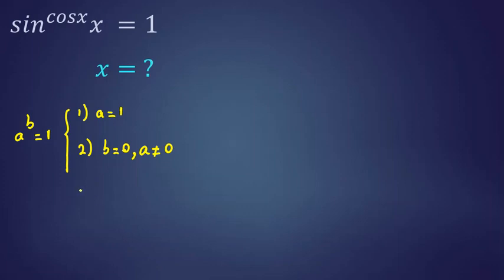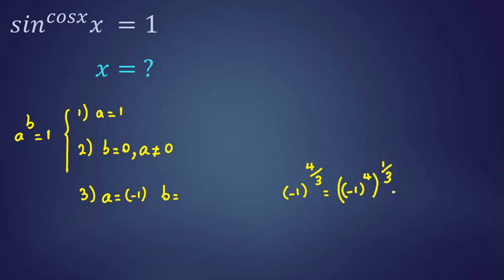For the third case, a is -1, but b should be something specific. For example, let me give you an example: -1 to the power of 4 over 3. Then it will be -1 to the power of 4, to the power of 1 over 3. -1 to the power of 4 is 1. Cube root of 1 is 1.